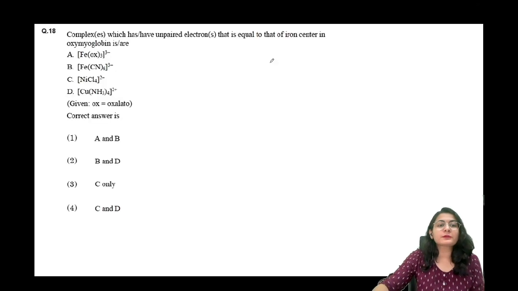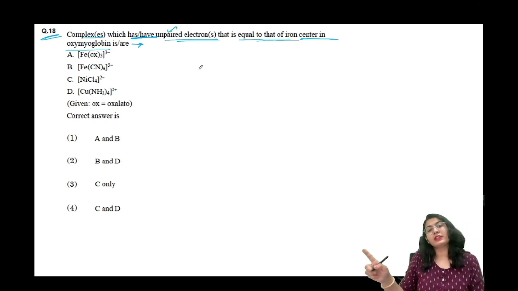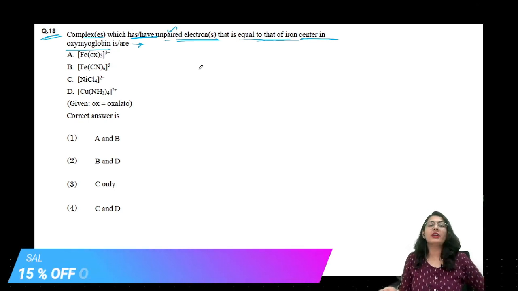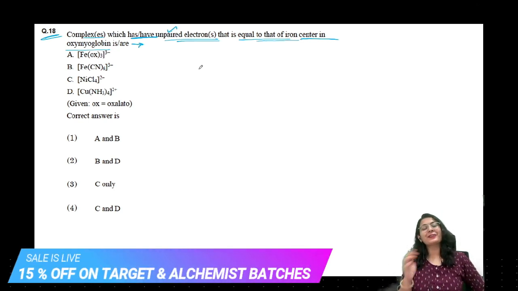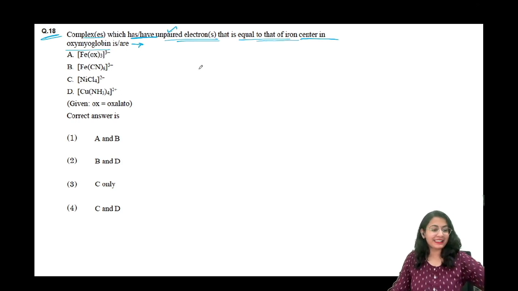Okay. Now, next PYQ. Complexes which has or have unpaired electrons that is equal to that of iron center in oxymyoglobin is R. That is, which of these complexes will have the same number of unpaired electrons with respect to the iron center in oxymyoglobin. See, the questioner is not directly asking you oxyhemoglobin, but the type of bonding in oxymyoglobin and hemoglobin we consider the same. So it's the same thing if they ask you oxymyoglobin or oxyhemoglobin. Okay, so try to answer this question.